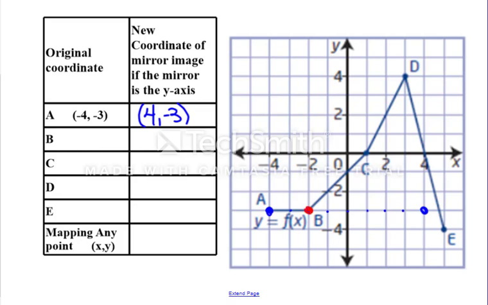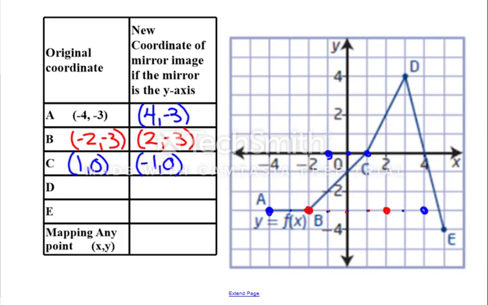Point B is -2, -3. Well, it is 2 units away from the y-axis. It needs to keep that same distance. Our new point is 2, -3. Point C is at 1, 0. If we want to reflect it, it's 1 unit away. It needs to stay 1 unit away. Our new point is -1, 0.